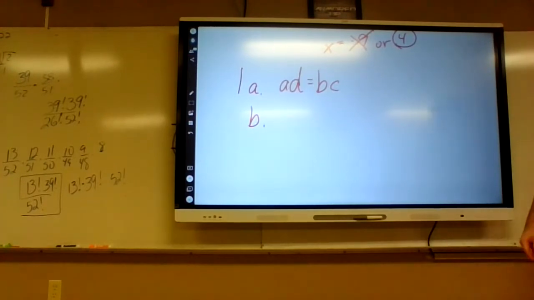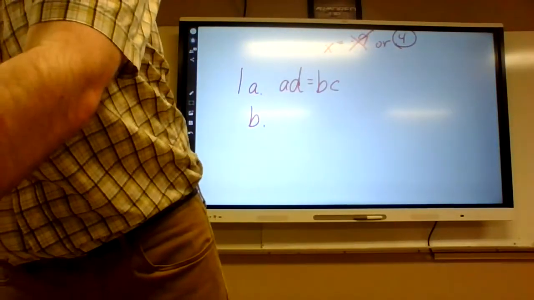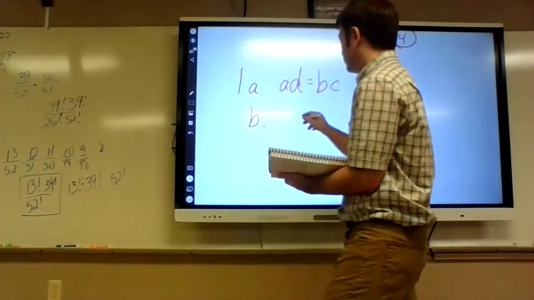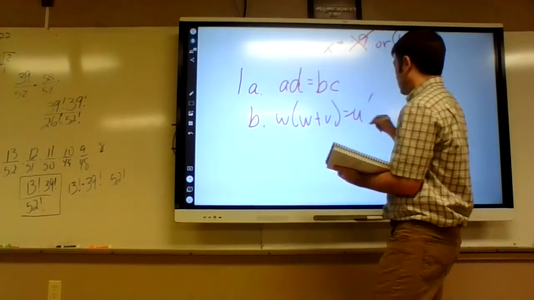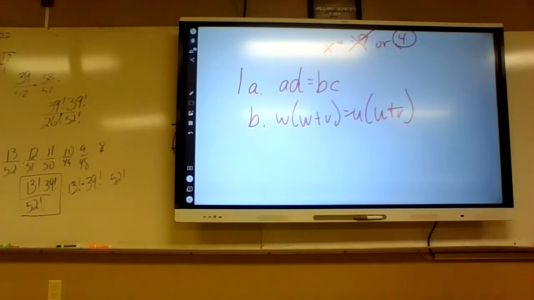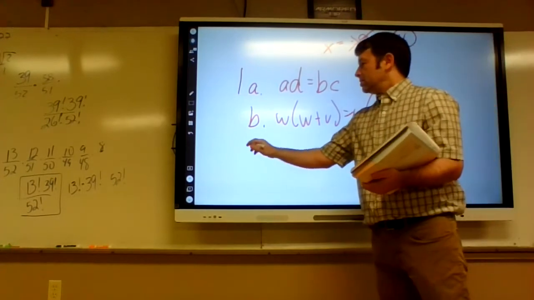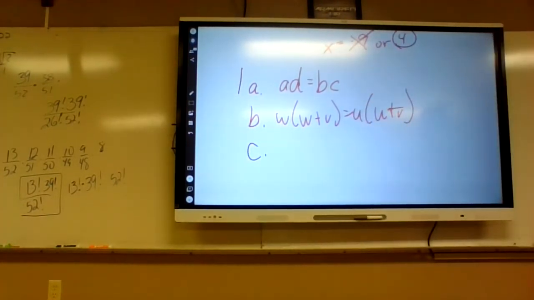So you got the answer to B? Okay, what's the relationship on B? W times W plus D equals U times U plus D. That is correct. The outside times the whole thing equals the outside times the whole thing. C is the same thing. Outside times the whole thing.